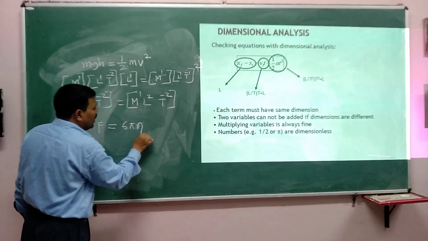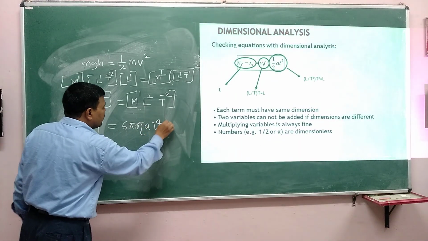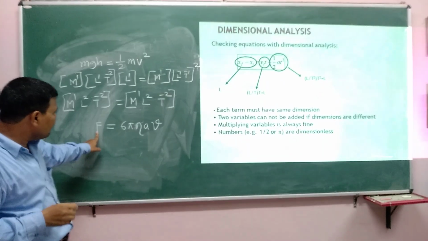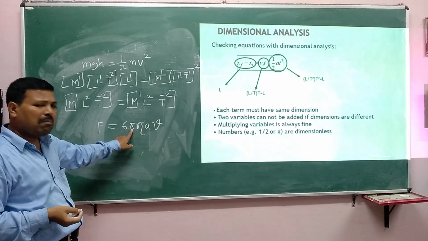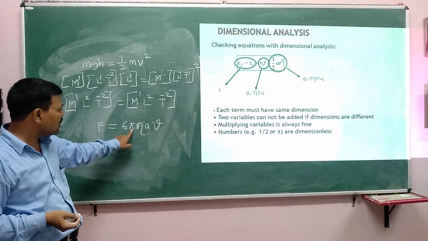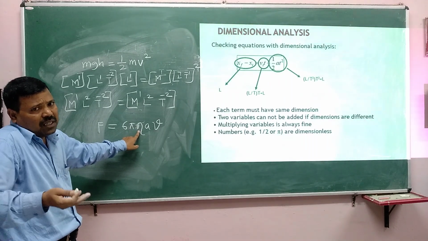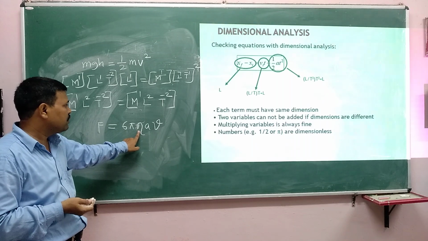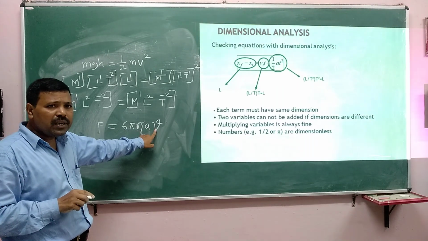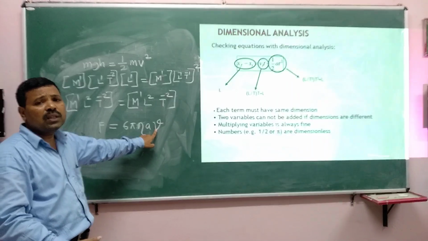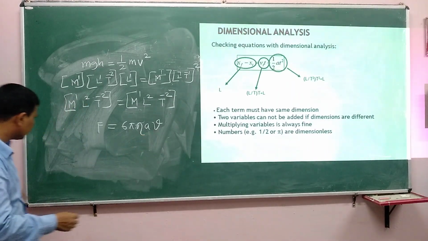eta A V. The dragging force is equal to 6 pi eta A V. 6 is a number, no dimension. Pi is a number, no dimension. Eta, the coefficient of viscosity, A the radius of the drop, and V is the velocity of the falling sphere.